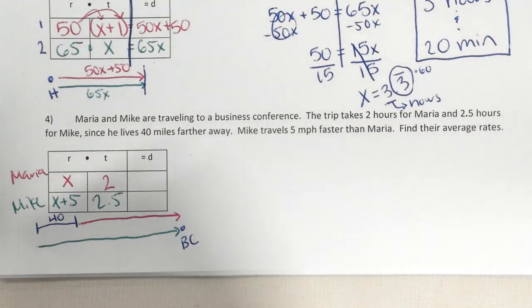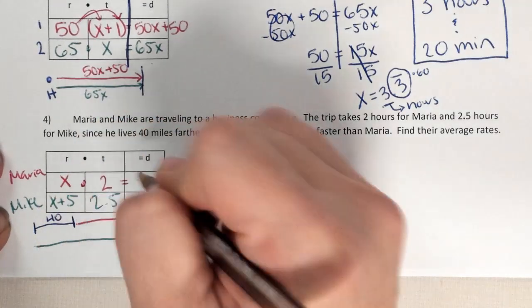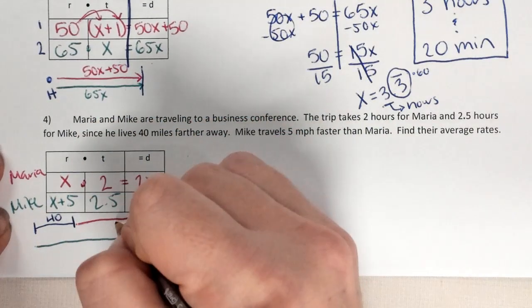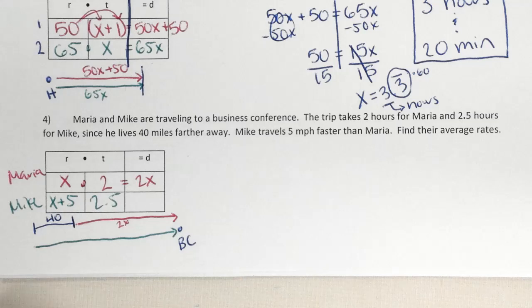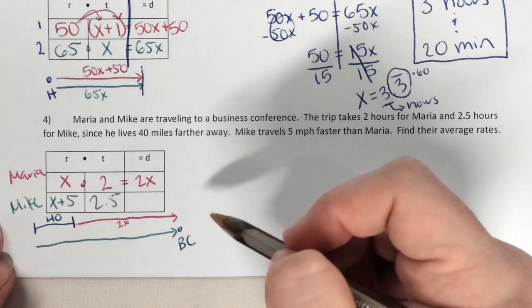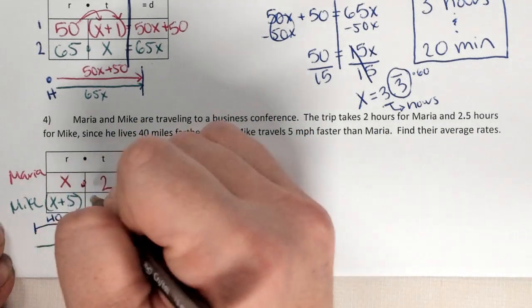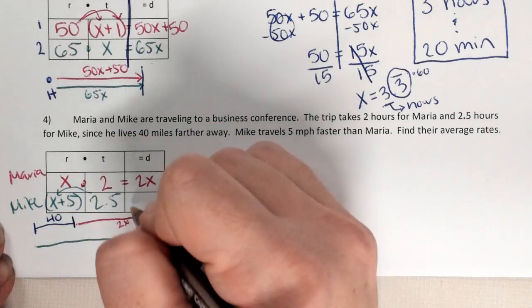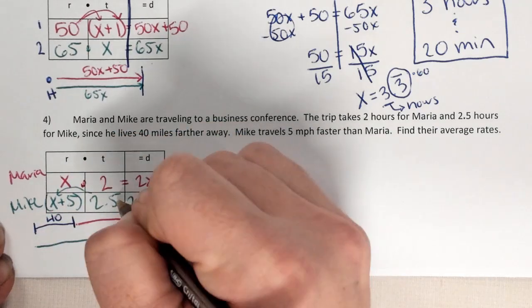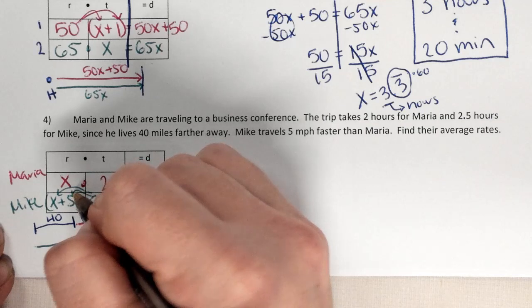So I know that Maria's distance is represented by x times 2, which is 2x. So this little pink piece is 2x. And I know that Mike's distance, I have to distribute backwards, which is fine. 2.5 times x is 2.5x. And then 2.5 times 5 is what?